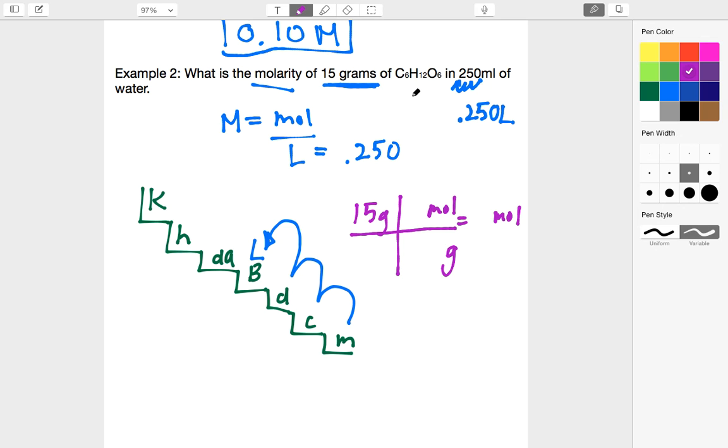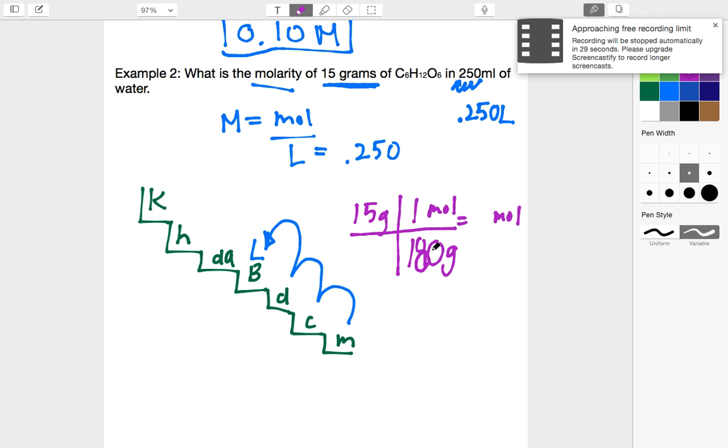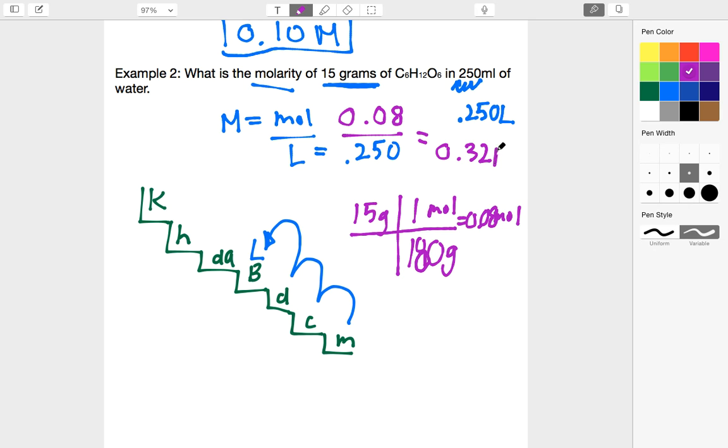I'm not going to go over that in detail, but I'm going to let you know that you should get about 180 grams per mole. And this is with me rounding to the nearest whole number. So if I take these two numbers and I divide them, I get 0.08 moles. Then I take 0.08 moles and divide it by the 0.250 liters. I should get 0.32 molarity.